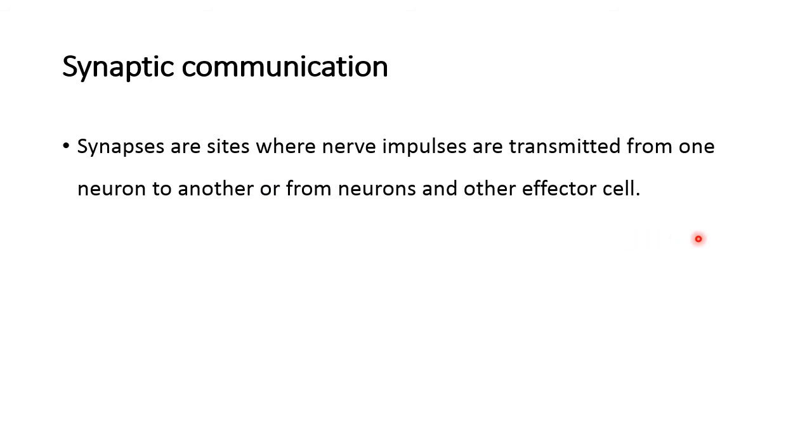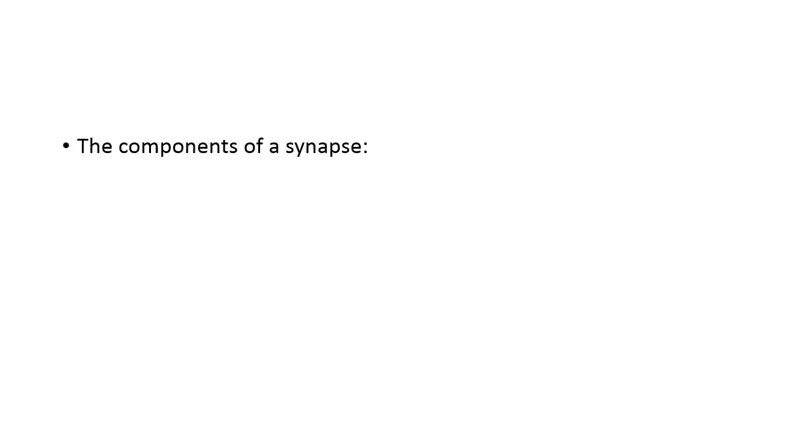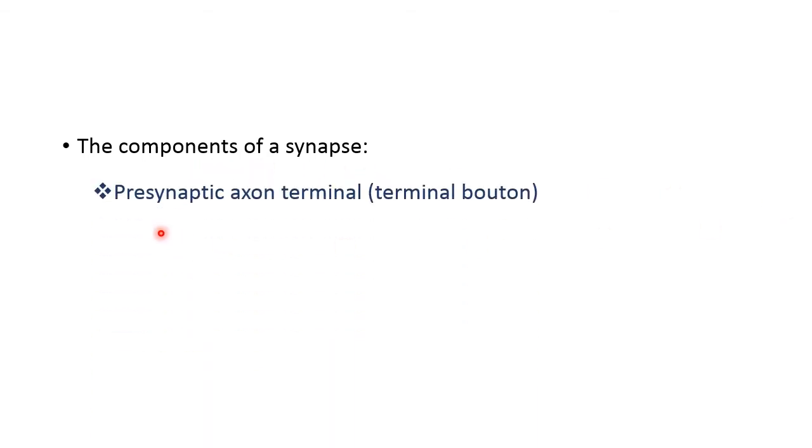Now we are going to talk about synaptic communication, how the neurons communicate. The synapses are the sites where nerve impulses are transmitted from one neuron to another, or from neurons to other effector cells. And what are the components of a synapse? Each synapse has a presynaptic axon terminal or terminal button, a postsynaptic cell membrane, and the third part is the synaptic cleft.